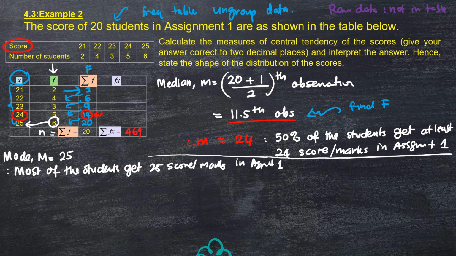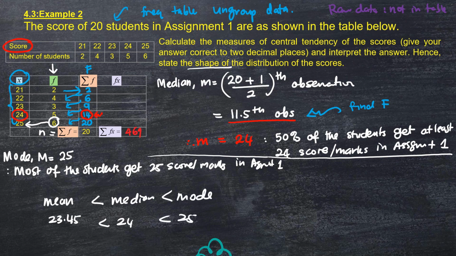All right. So let's move on to our last part. Hence, state the shape of the distribution. So we will recall what values we have. We have the mean with 23.45 value, and we have the median, which is 24, and our mode, which is 25. So from here, we can conclude that the distribution is skewed to the left.